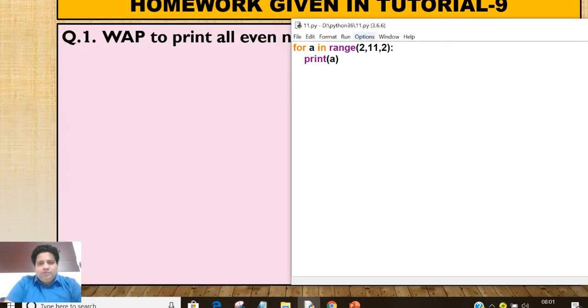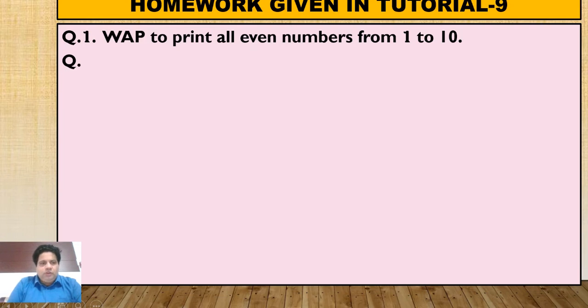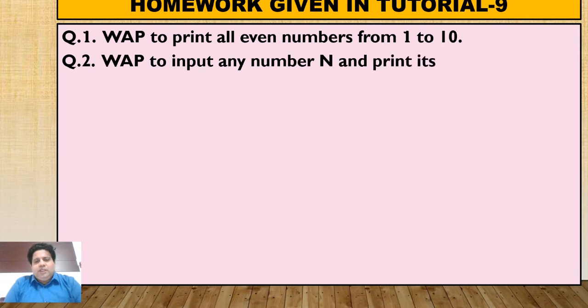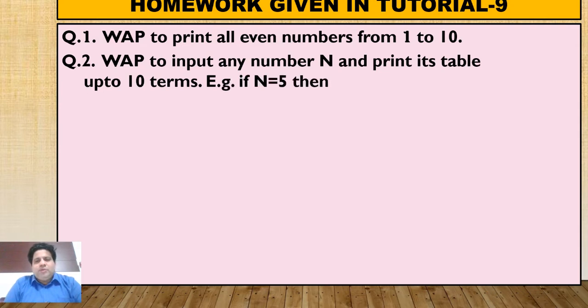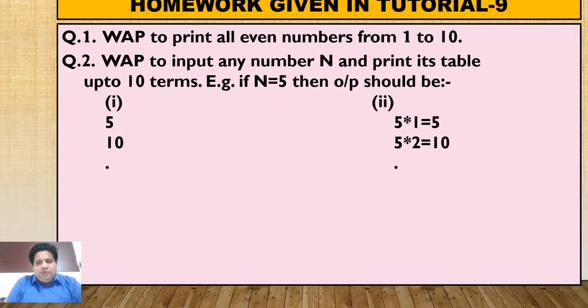Okay, now the next program. The second program was: write a program to input any number n and print its table up to 10 terms. Now you have to take input of any number n and print its table up to 10 terms. This output should be displayed in two ways. The first way is that only the result should be displayed, and in the second the result should be displayed in tabular form, as we write tables in copies.